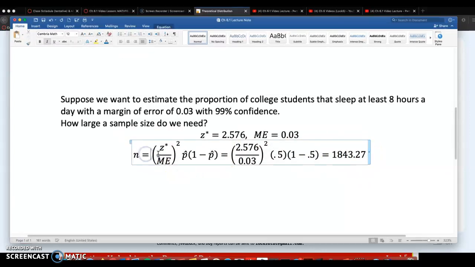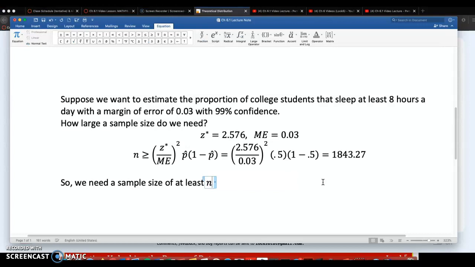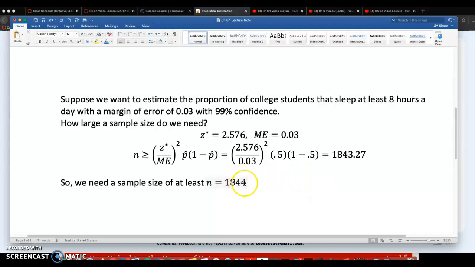But we need a sample size. It needs to be at least this big. So the sample size needs to be this number or bigger. So we need a sample size of at least n equals 1844, to make sure I'm within a 3% margin of error and 99% confidence.